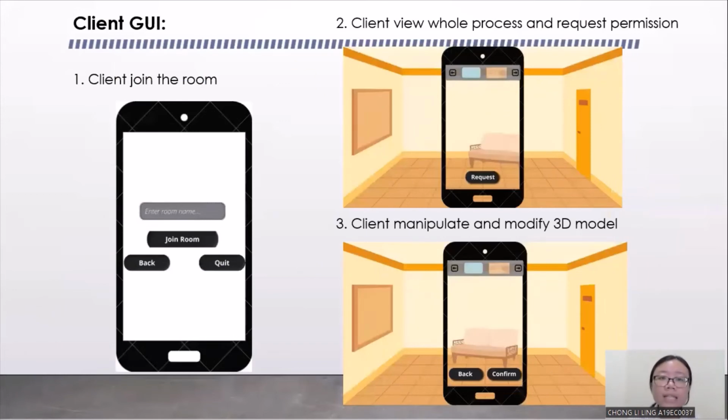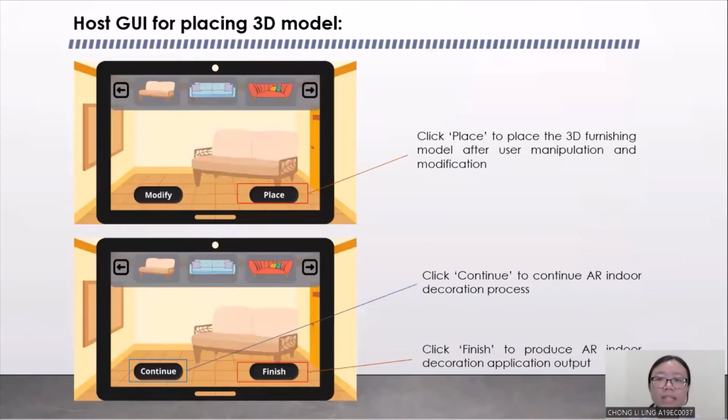So after that, the client will join the room also, and then view the whole process and request permission. So the client can manipulate and modify the 3D model. So after that, on the host GUI for placing the 3D model, he or she can click place to place the 3D furnishing model after user manipulation and modification.